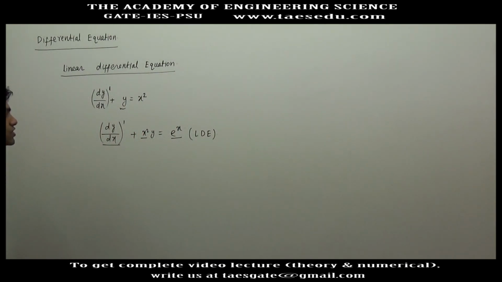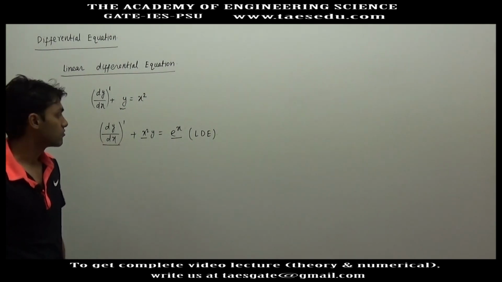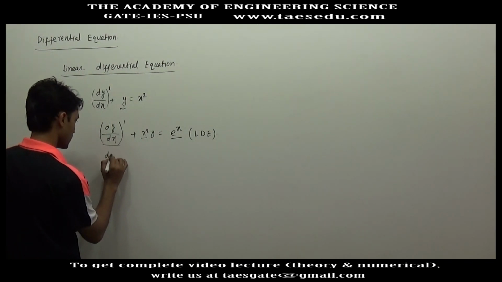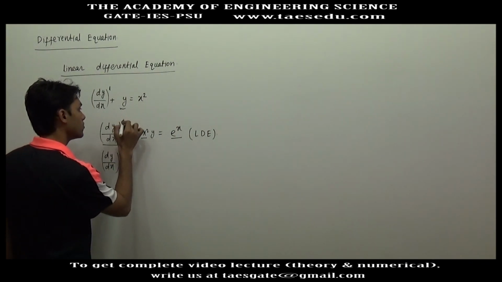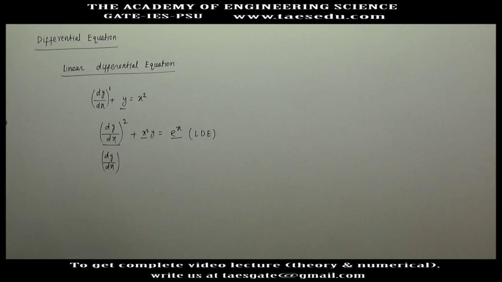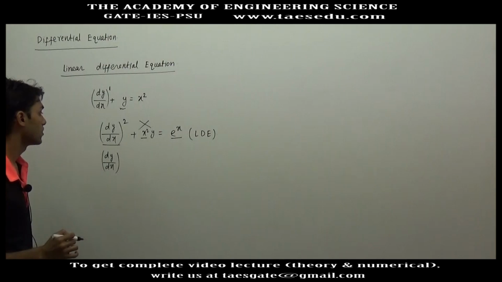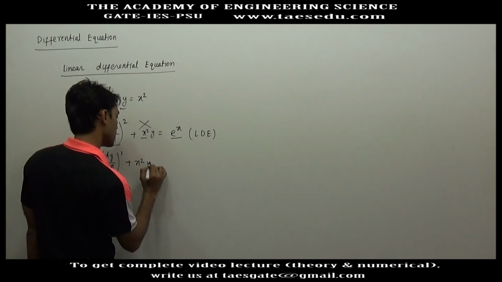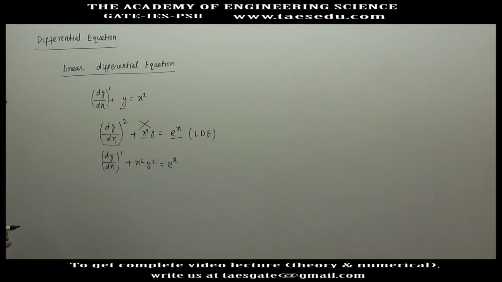Which differential equation will not be a linear differential equation? Suppose we have dy by dx, and instead of power 1 we have power 2, this will not be a linear differential equation. Or here we have power 1 plus x square, and here we have power 2. This is also not a linear differential equation.